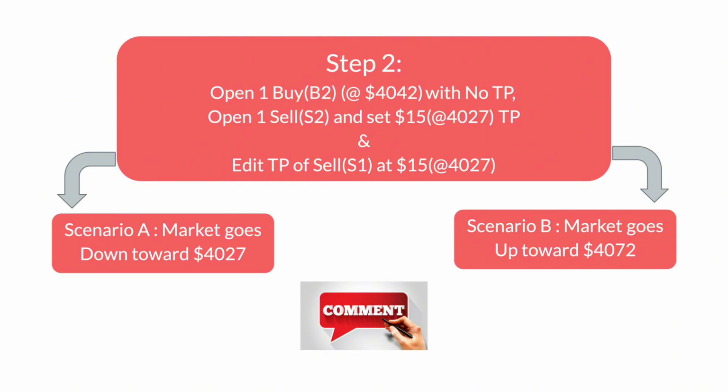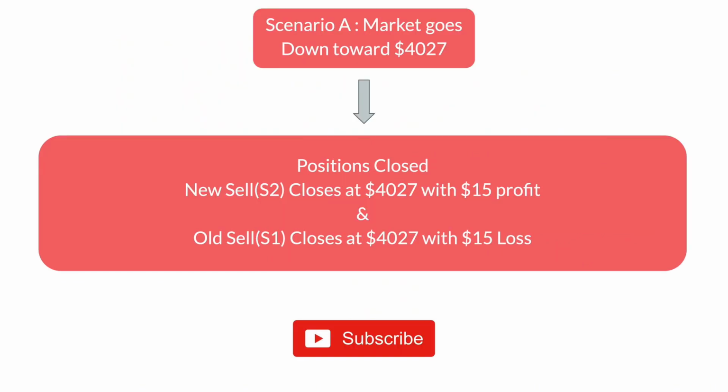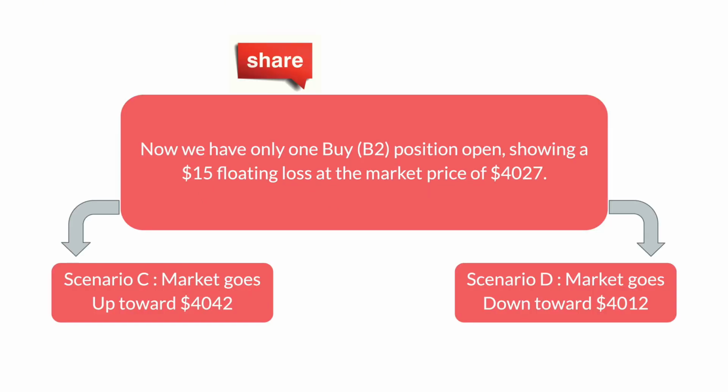Now there are two scenarios. Scenario A, the market goes down, and Scenario B, the market continues moving upward. First, we discuss Scenario A, in which the market goes down to $40.27 and hits both sell take profits, one closing with a $15 profit and the other with a $15 loss. At this stage, we now have only one buy position open, showing a $15 floating loss at the market price of $40.27. Here again, there are two scenarios. Scenario C, where the market goes up, and Scenario D, where the market goes down.